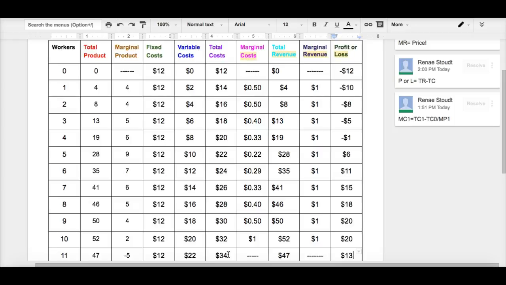All right, so we finished the whole thing. Yay! Now what? Well, if you remember from your notes, I told you that you can determine 2 points from the entire production schedule. You can determine the break-even point and the profit maximizing point. So, first let's start with the break-even point. Look back in your notes. How can you tell where the break-even point is?